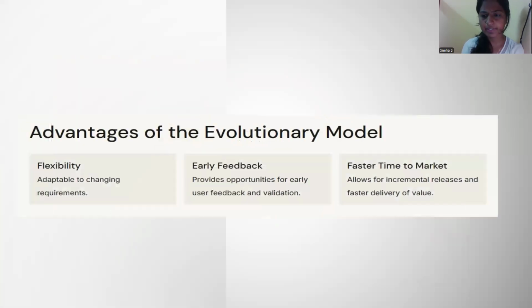So what are the advantages of the evolutionary model? Firstly, it is flexible and very easy to adapt to changes. Next, early feedback. It provides an opportunity for user feedback and validation. Thirdly, it has a faster time to market. It allows for incremental releases. Once a software is developed, it can give you the option of updates, so whenever you update, the changes are implemented and incremented in it.